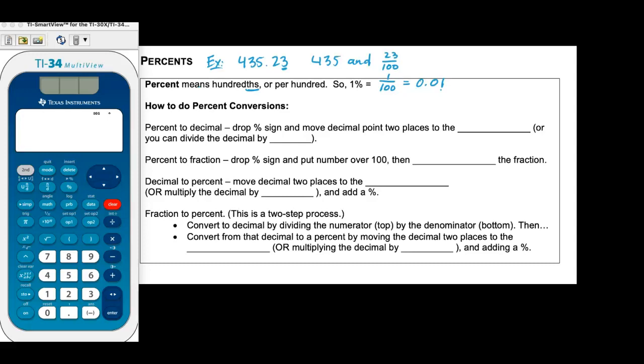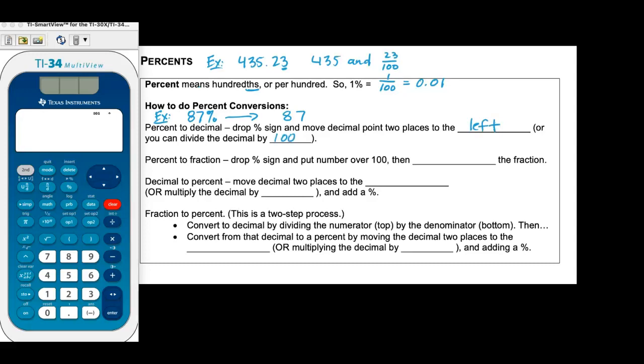And so that can come in handy when we're doing percent conversions. So the first one we're going to look at is percent to decimal. So for example, let's say we have a percentage like 87%. If you want to convert that to a decimal, all you have to do is drop the percent sign, so you just write 87, and you move the decimal point 2 places to the left, which is essentially the same thing as dividing the number by 100.